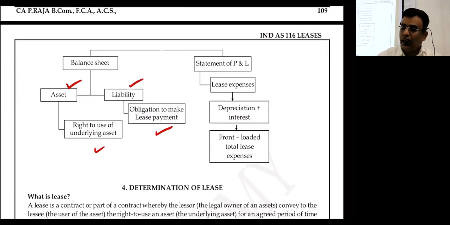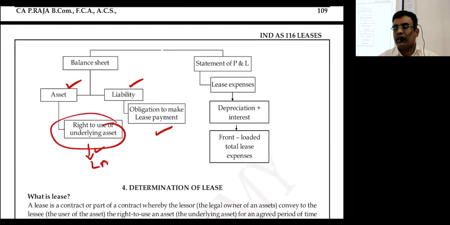So right of use assets will be there. Right of use of underlying assets. This is the lease asset. As per IND AS and Schedule 3 also, this has to be classified separately. Right of use of assets. Yes or no? Next, obligation to pay lease payment. Obligation to make lease payment.